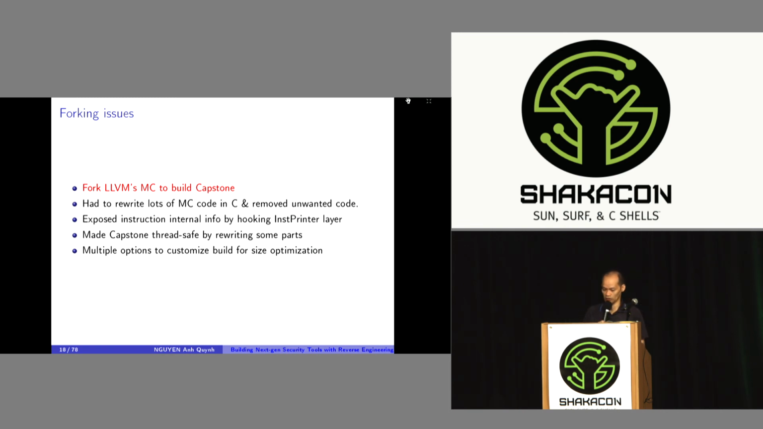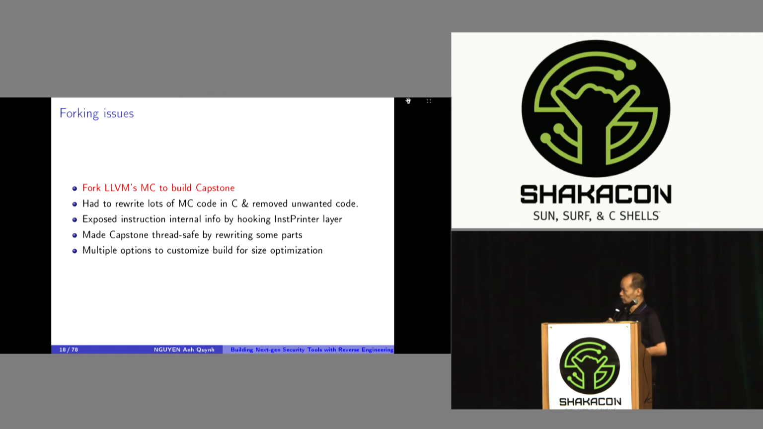It's not easy. First of all, MC is like a big spaghetti. It has a lot of code inside, so it's not easy to get what you want, because I only want the disassembler. I do not want anything else. So it took me a lot of time to read the source code of MC, and I checked out only the part I need. And because LLVM is written in C++, but I want to build Keystone in C, so it's more compact and can be embedded anywhere, I rewrote all the MC code from C++ to C.